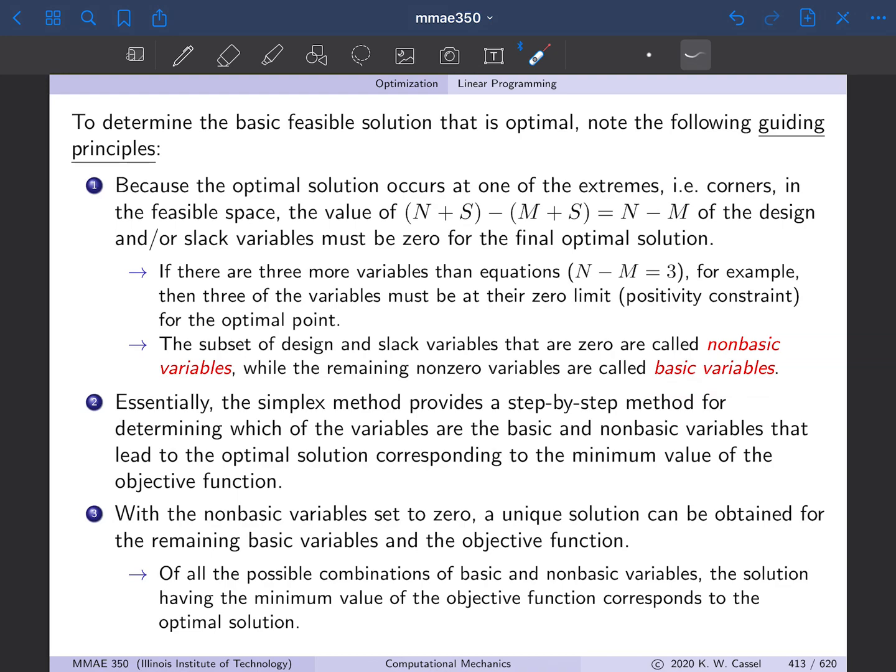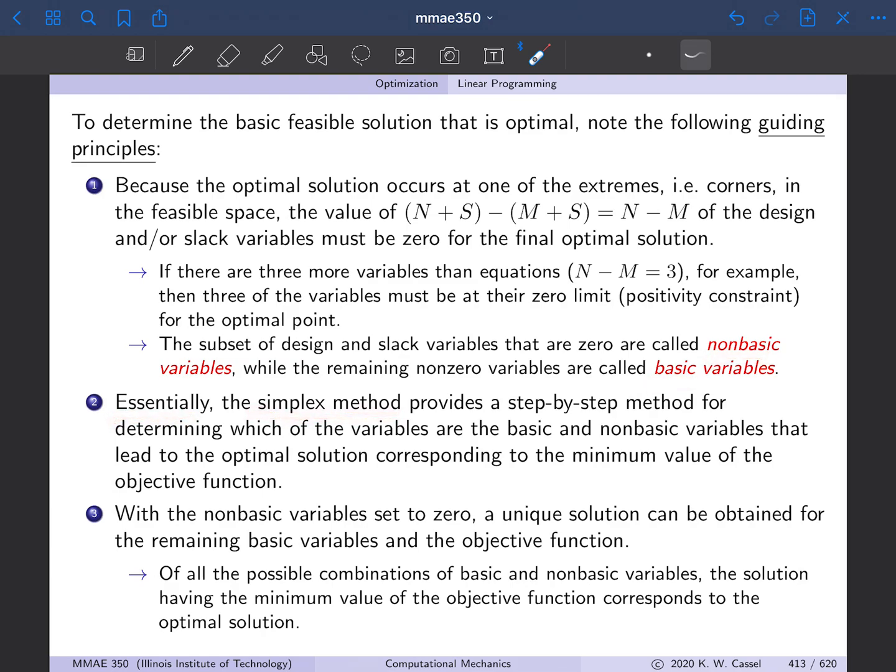The way I remember it is the ones that are 0, those are non-basic variables that has the O in it. It's like a 0 in the non. So non-basic variables are 0 and basic variables are non-zero. And again, now our task is to figure out at the optimal point which of the variables are non-basic and which of them are basic.